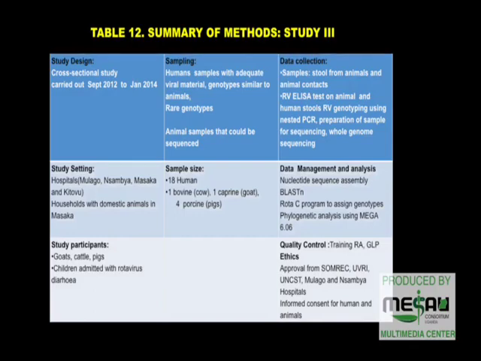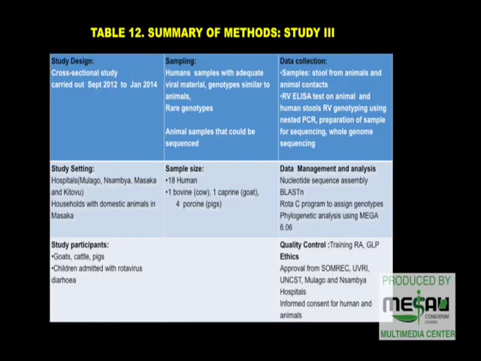We used 18 human samples. These were 18 human positives, selected based on having unusual genotypes, or genotypes similar to animals, or adequate viral material to be able to carry out sequencing. The animal samples were also selected from the positive samples of study 2. We only selected 6 because these are the only ones where we were able to carry out sequencing. So we recruited 1 bovine, that's a cow, 1 caprine, a goat, and 4 porcine, those are pigs.